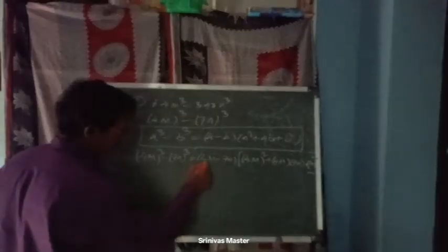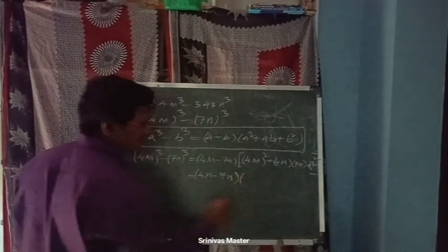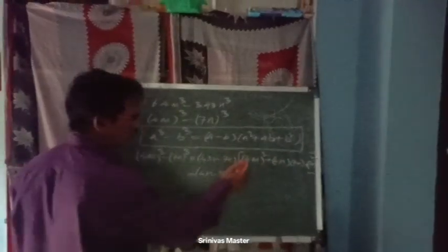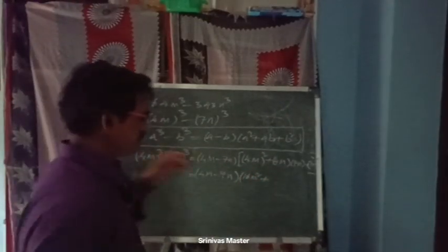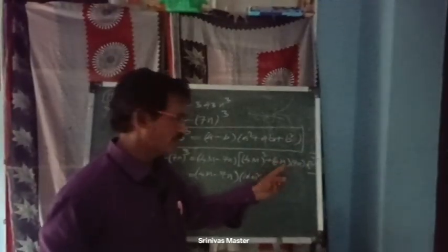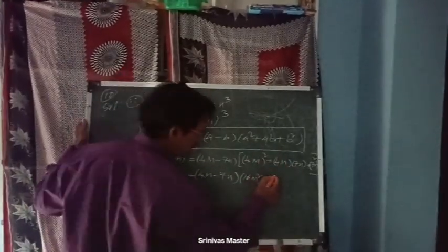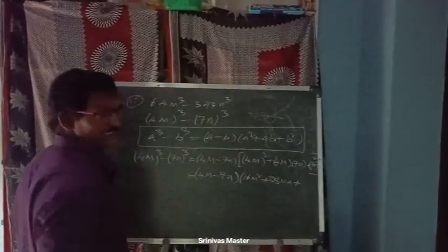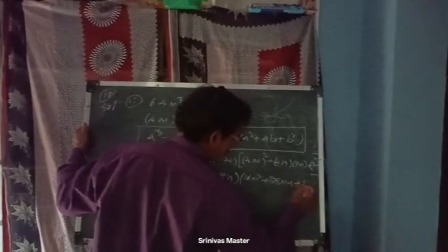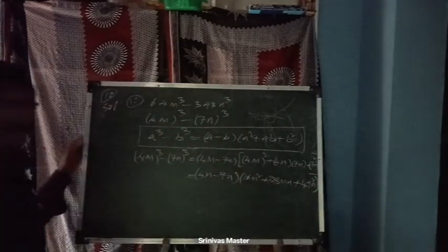Now you can simplify, children. 4m minus 7n into, now you can use simple brackets, because we will open these brackets now. 4m whole square, 4 square means 16, so 16m square, plus 4m into 7n. Before I told you, 4 sevens are 28. 28mn, general multiplication: numericals first and then variables. Plus 7n whole square, 7 square is 49, so 49n square. So this is the result of this question.